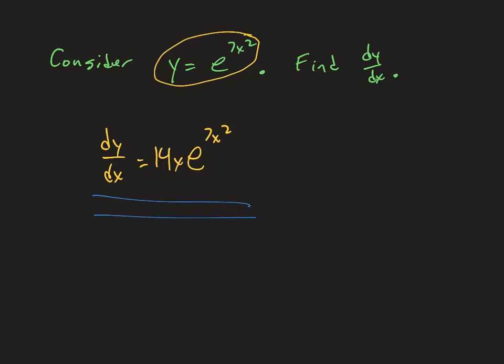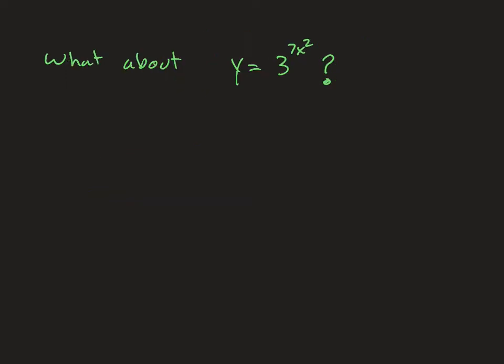Okay, now that I've jogged your memory on the exponential function e to the u, let's talk about a different exponential function and see if we can figure out the derivative for that thing. So now I want to think about y equals 3 to the 7x squared. How would we go about finding the derivative for this function? It's not e to the u, it's 3 to the u. Well, that's where logarithmic differentiation comes in. So here's how this thing works.